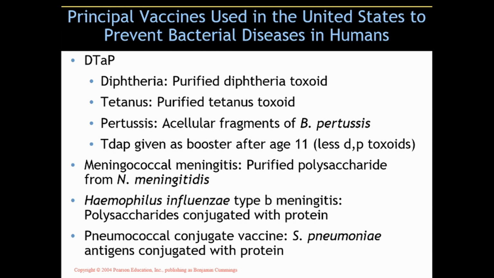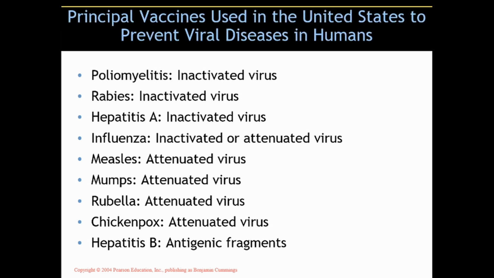Pneumococcal conjugate vaccines, Streptococcus pneumoniae: antigens conjugated with a protein. So again, we have parts conjugated, or joined, with a protein. These are just various preparations. What are some other ones that are used in the United States? For polio, we have the inactivated virus, the IPV, polio vaccination. Rabies is an inactivated virus. Hep A, inactivated. Influenza, and so on. And you can look at this list and you'll see these terms, inactivated and attenuated.